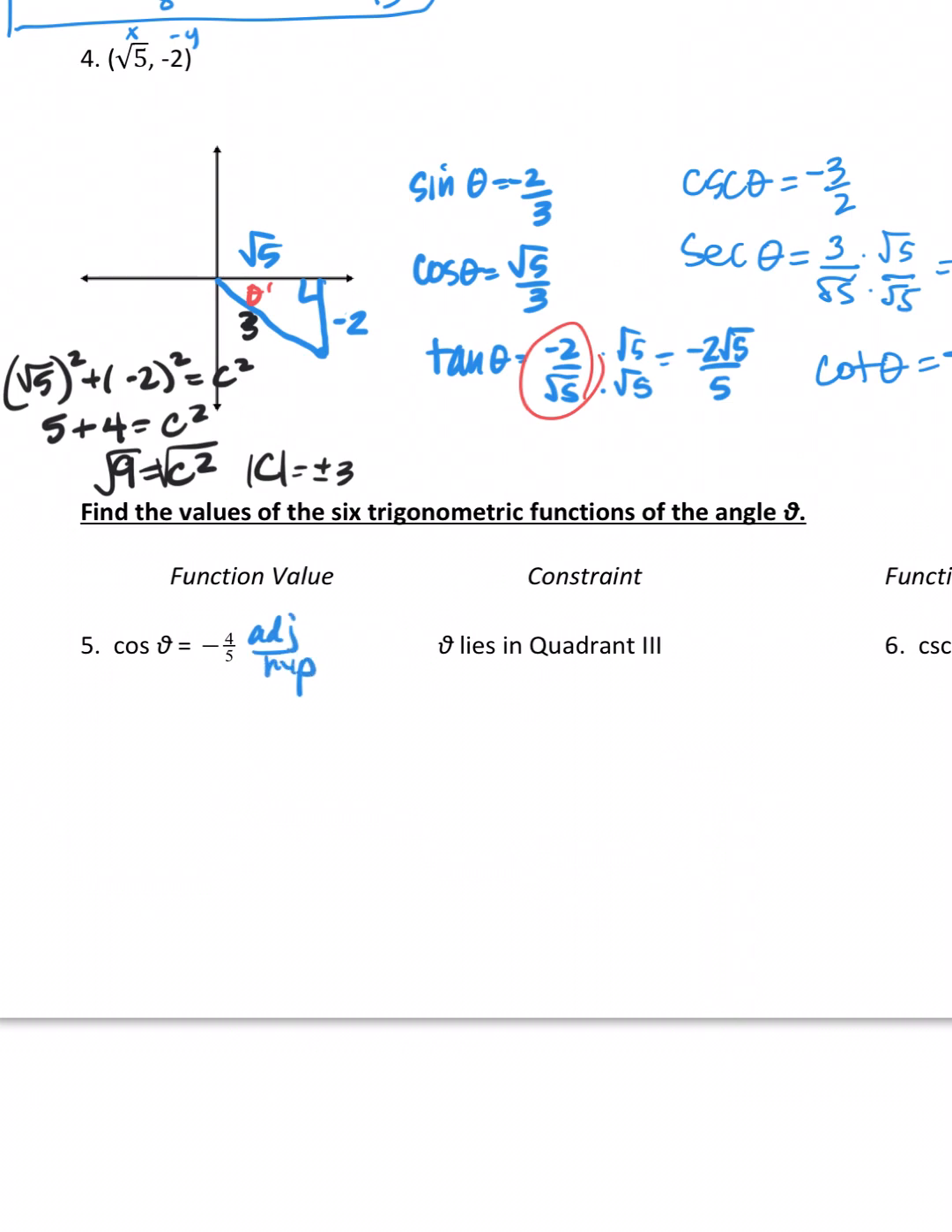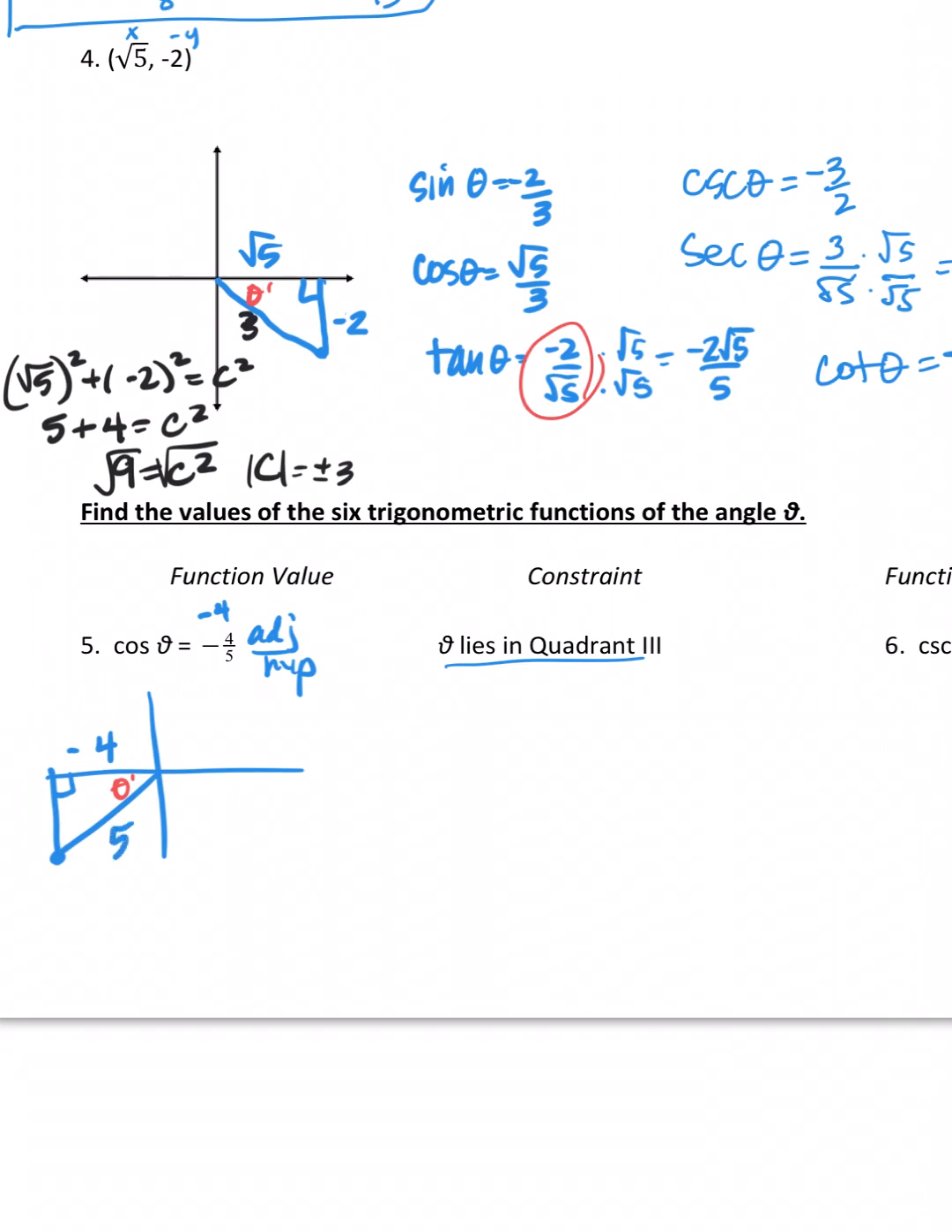Well, the hypotenuse can't be negative, so I know that means the 4 is negative, okay? This also tells me that it lies in quadrant 3. So if I draw my quadrants, quadrant 3 is down here. If I draw in my triangle, it will be here. And then it would make sense because the 4 would be a -4, and the hypotenuse is 5.